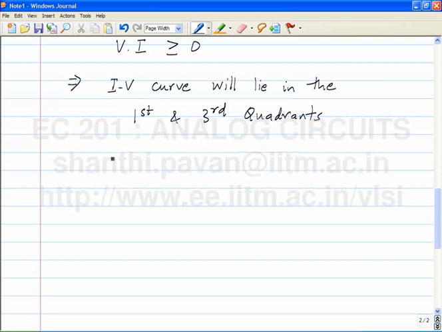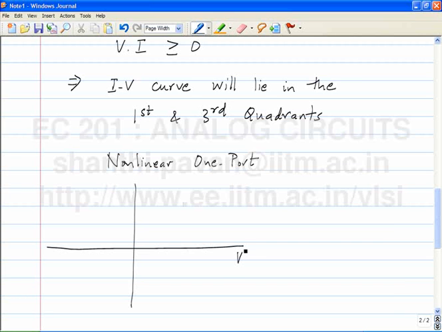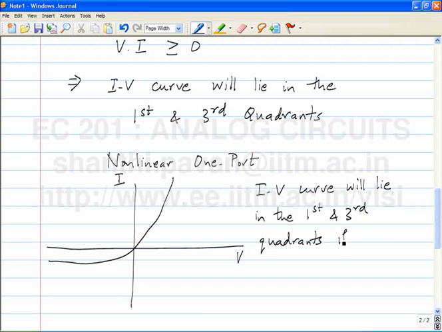If you have a nonlinear one port, you can again draw I versus V, or V versus I, depending on which is independent and which is dependent, and you will get some arbitrary curve. So let me just say, for example, a diode was something like this. If the nonlinear one port is passive, can you make any comment on the IV characteristics? For a nonlinear one port, the IV curve will lie in the first and third quadrants if the element is passive. Is that understood?